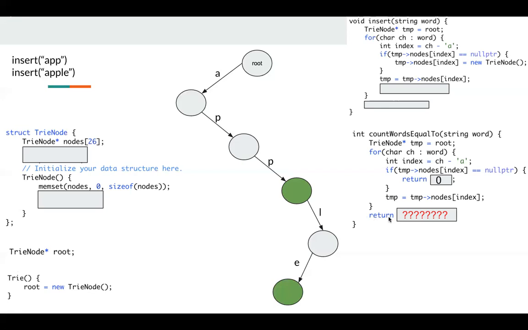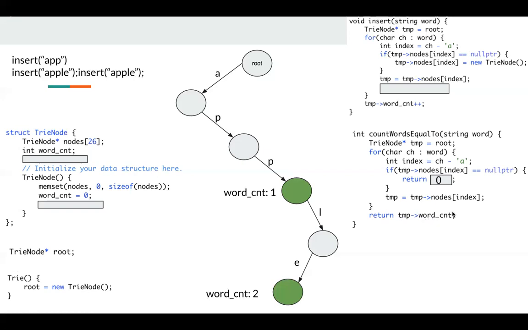At last, we will return something. For example, if we query apple, at last, the temp node points to this green node. And how can we get the count information? So for each node, we should have a variable called wordCount, and we initialize it to 0. And where do we update it? When we insert a word, at last, we should increment the wordCount. So at this point, we can just return the wordCount. If we insert app first, the wordCount of this node will be 1. Then we insert apple twice, the wordCount of this node will be 2. Okay, so that's all good.